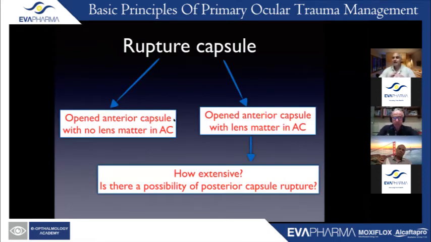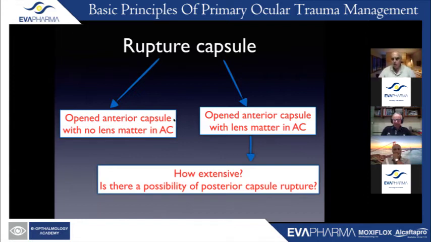So in evaluating the patient, we see that there is traumatic cataract. I should ask myself if there is a ruptured capsule or not. If there is a rupture of the anterior capsule, and this is usually what you are going to see, you have to evaluate if there is an opened anterior capsule with no lens matter in the anterior chamber, or there is lens matter in the anterior chamber. And if there is lens matter, how much is it?